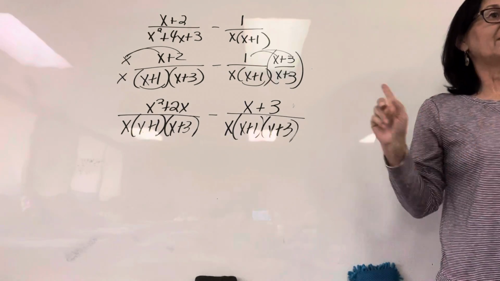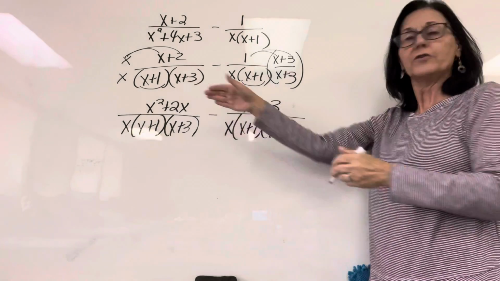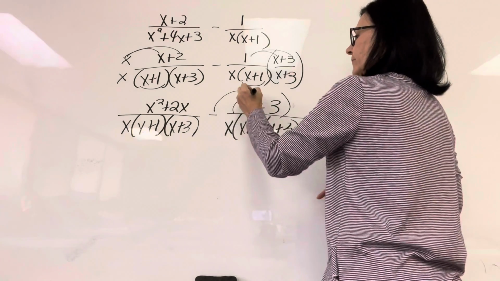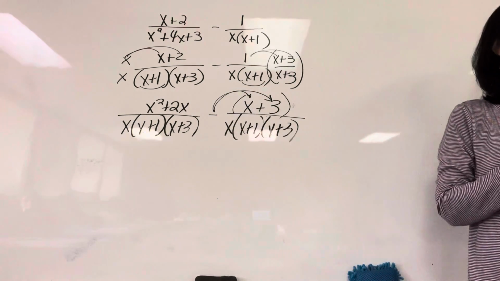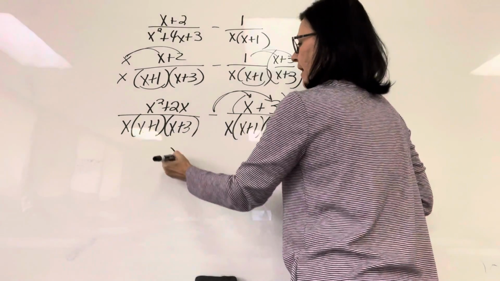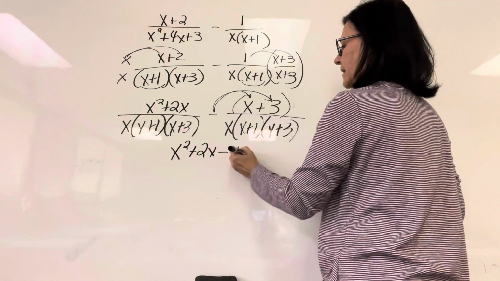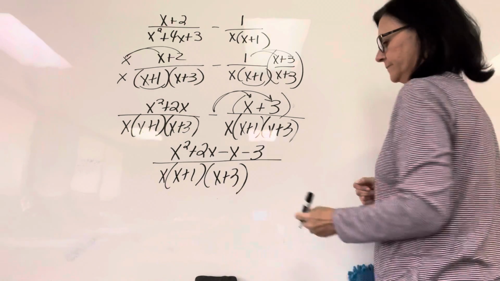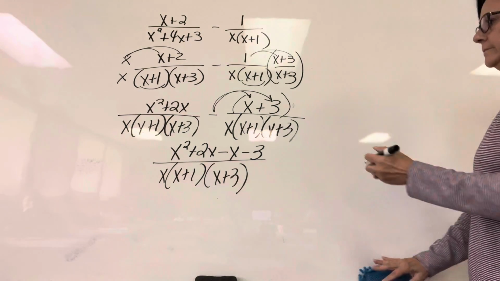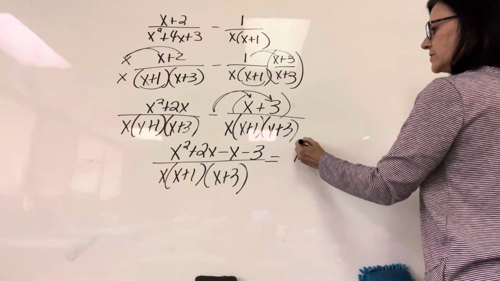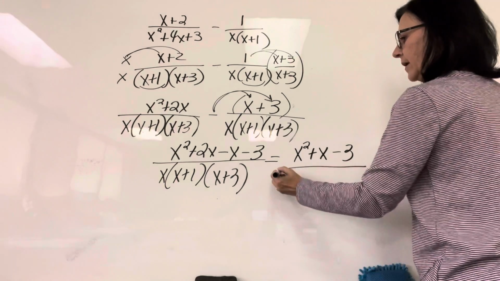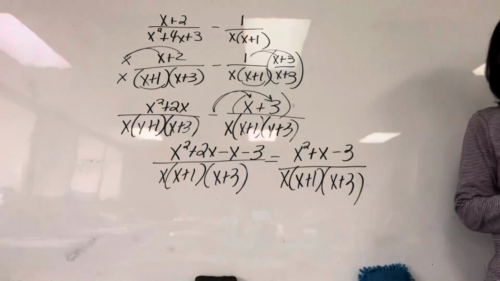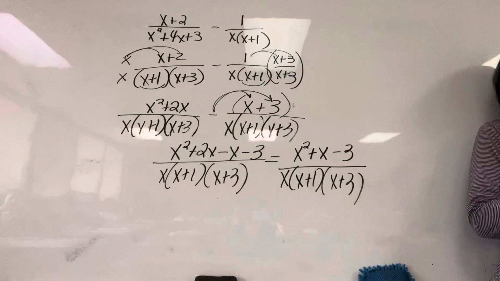All right, now we have a negative. When that negative moves to the numerator, it is distributed to every term in the numerator. So that negative goes to x, that negative goes to 3. So we end up with x squared plus 2x minus 3 all over x times x plus 1 times x plus 3. Let's combine our like terms in the numerator. We end up with x squared plus x minus 3 all over x times x plus 1 times x plus 3. Then you ask yourself, can you factor the numerator? Can that numerator be factored?